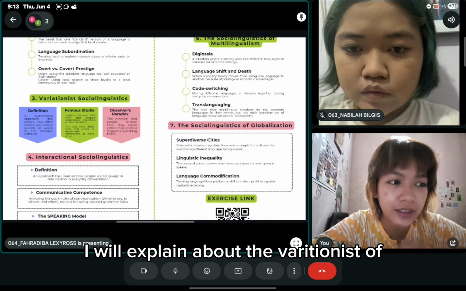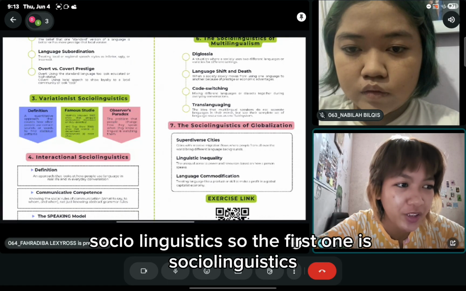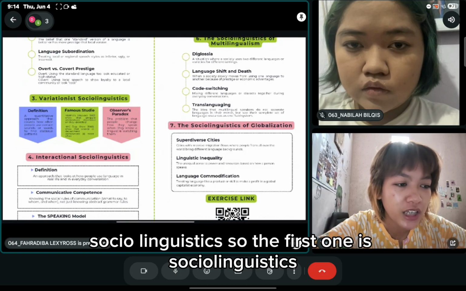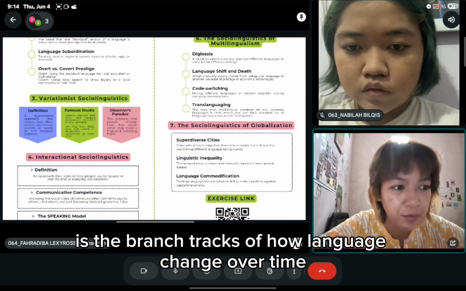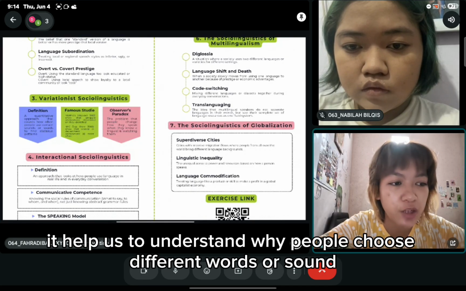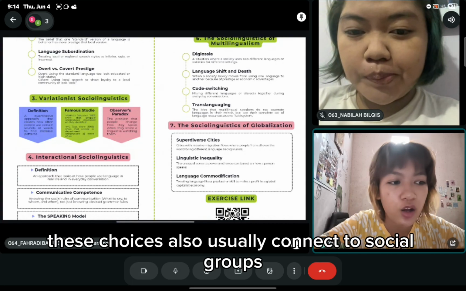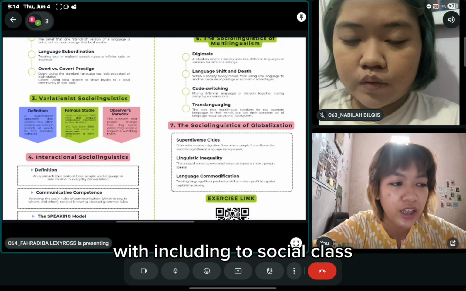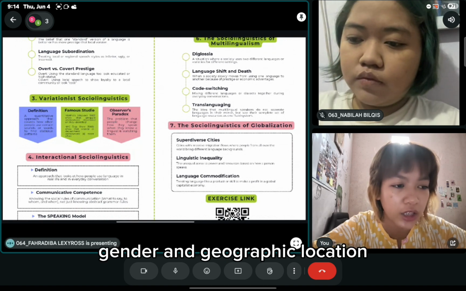We will explain about the variations of sociolinguistics. So the first one is that sociolinguistics tracks how language changes over time. It helps us to understand why people choose different words or sounds. These choices also usually connect to social groups, including social class, gender, and geographic location.